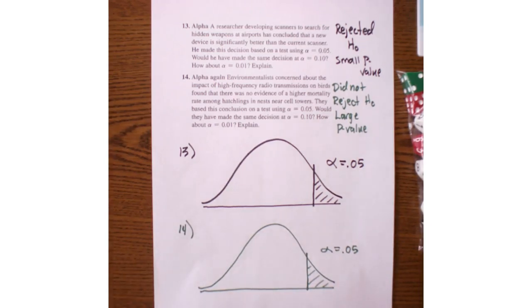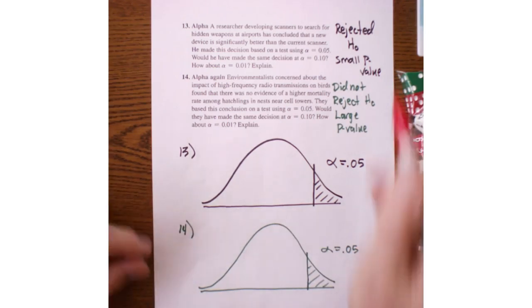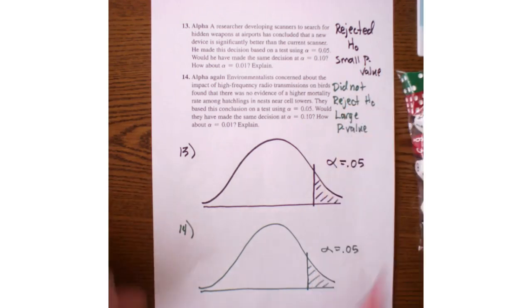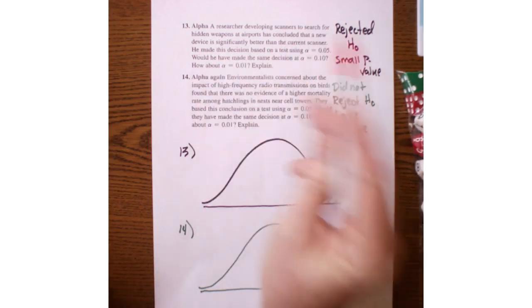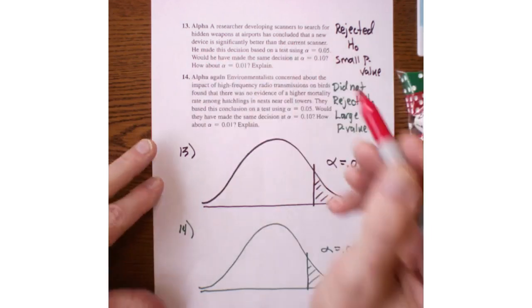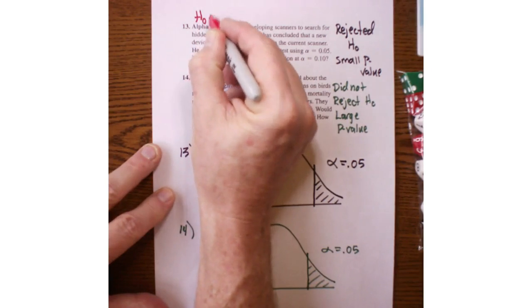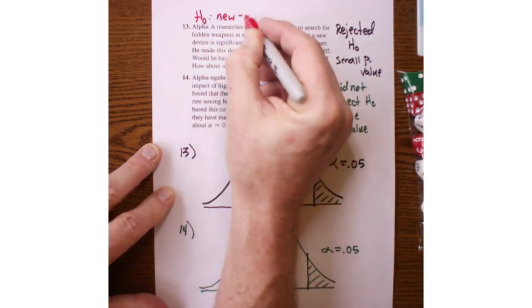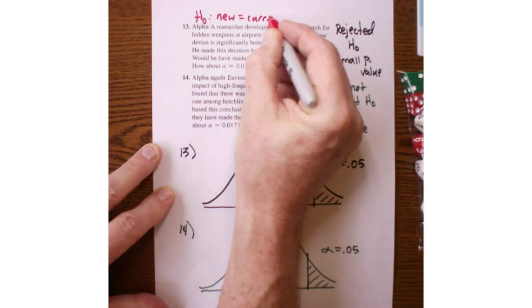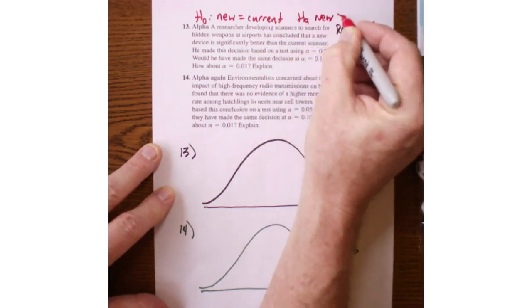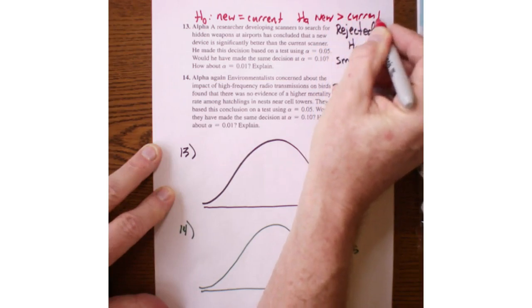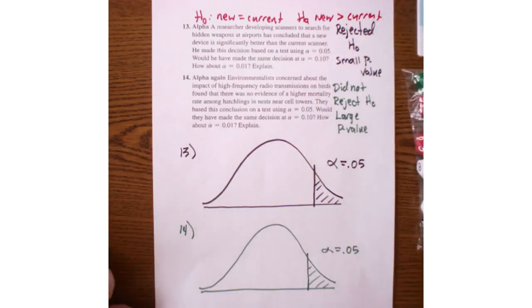And so just remember on these questions here, for example, on number 13, our null hypothesis was obviously rejected in question 13 because they thought that the new scanner was significantly better than the current scanner. So my null hypothesis would be that new is the same as the current, and my alternate would be the new is greater than the current. So those are my hypotheses.